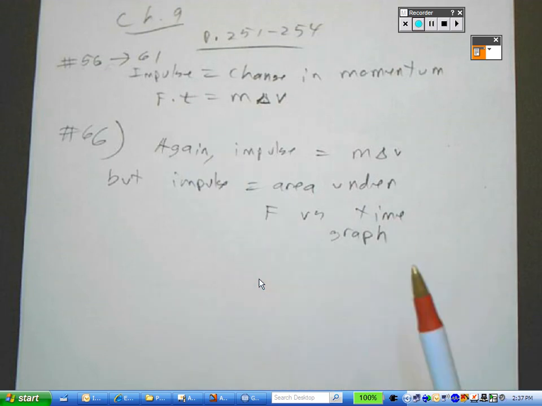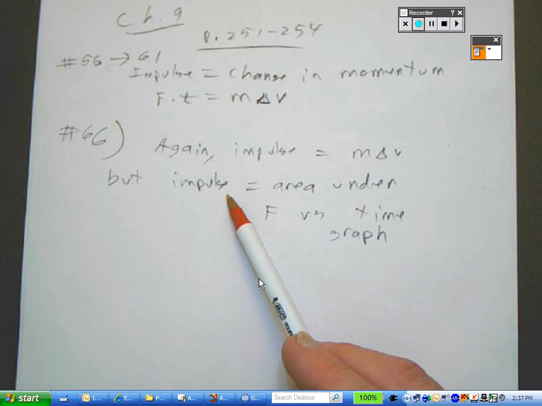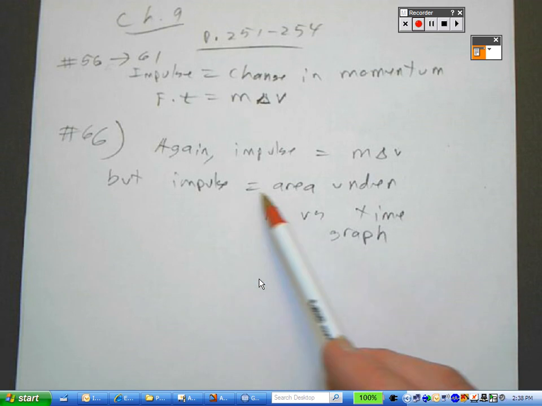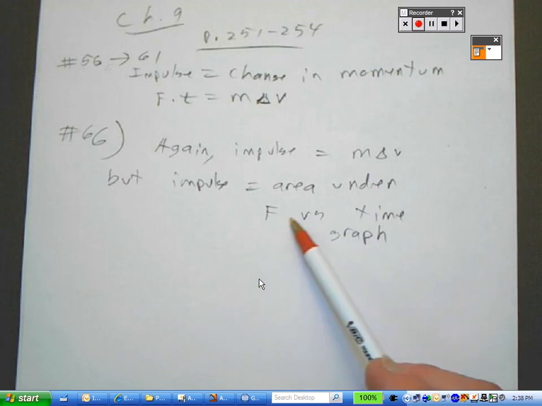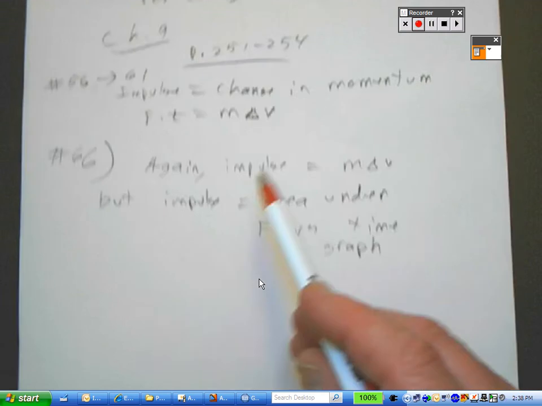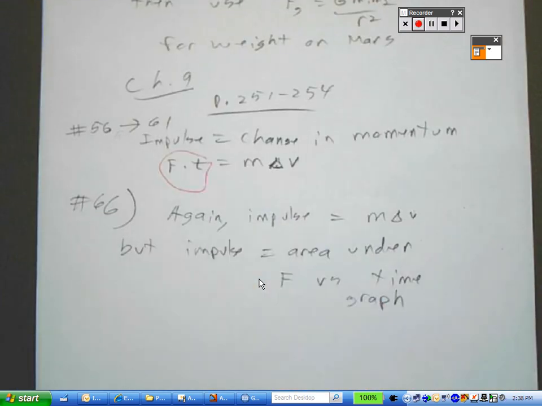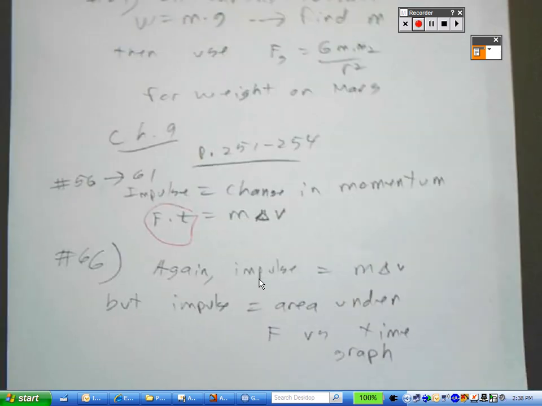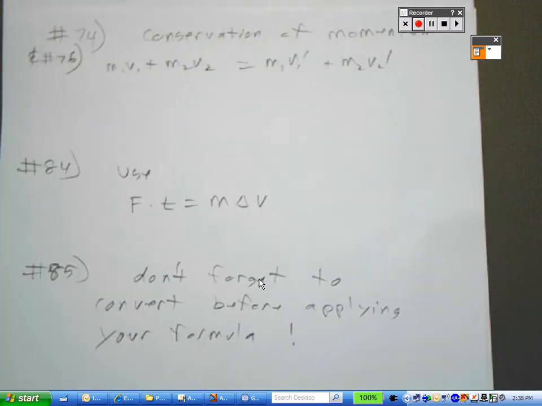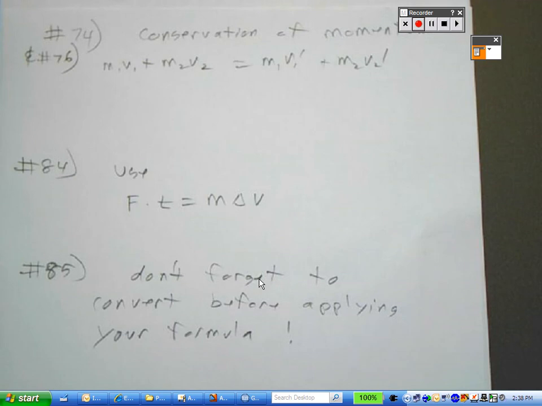However, the impulse cannot be force times time because the force keeps changing. Use the area under the force versus time graph. That will give you the entire impulse, which you could use to help you solve for the change in momentum and the velocity. That's enough of that one. Let's try just a few more. Let's look at number 74. Number 74, you're going to have to switch to page 252, I believe.